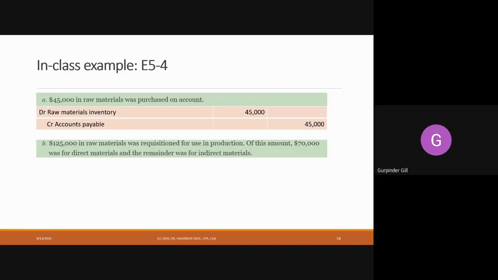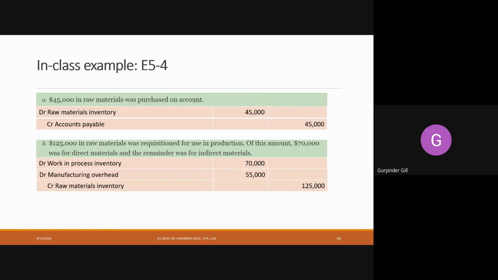So here, out of $125,000, we know $70,000 was for direct material and the remainder is for indirect material. So $70,000 will go to your work in process inventory because that's the direct material. The indirect material, which is the difference between $125,000 and $70,000, becomes part of your manufacturing overhead account for $55,000. We credit our raw material inventory account since that is going down.